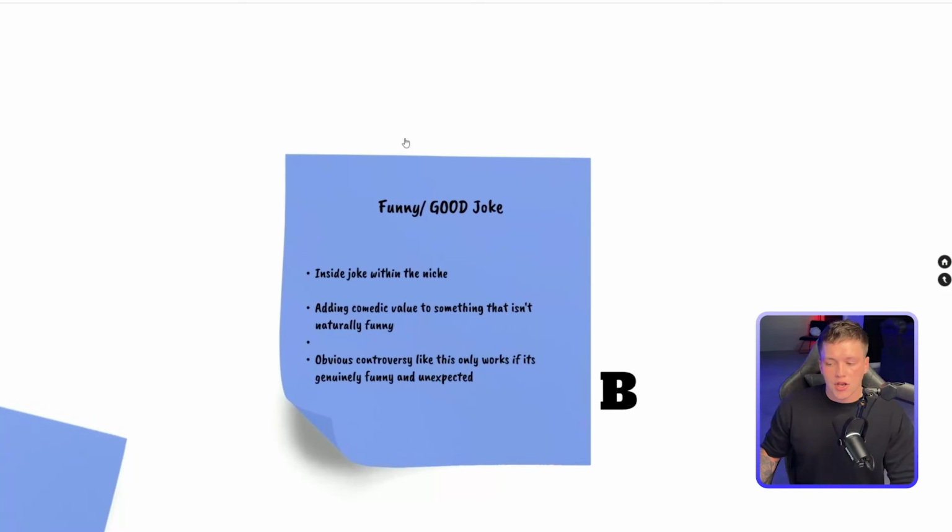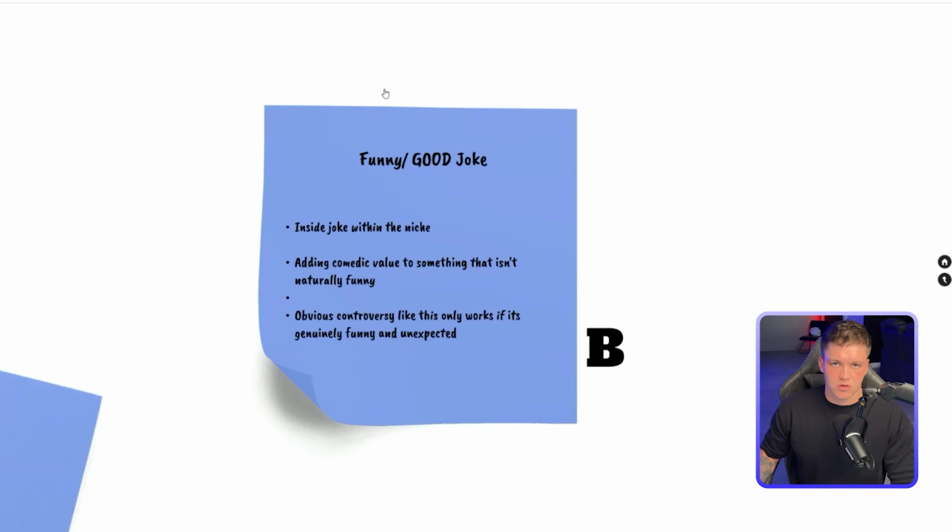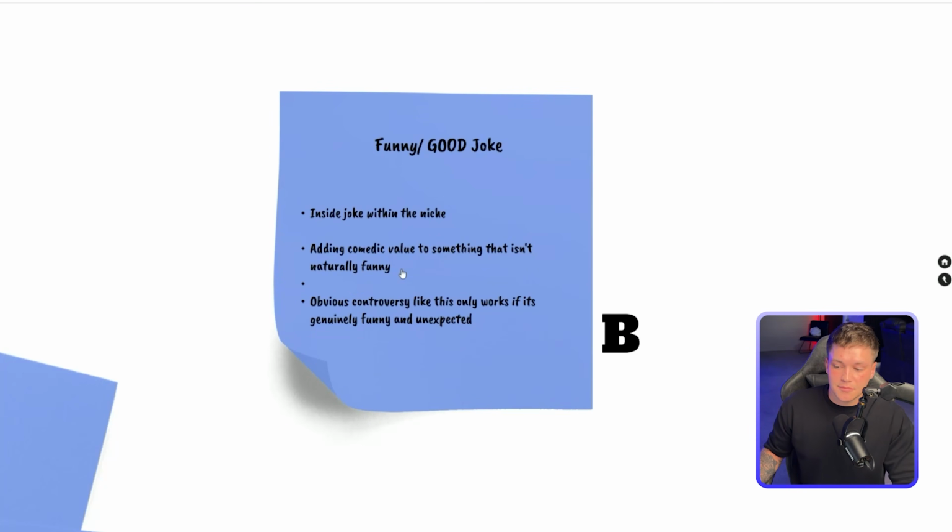And that gives them the opportunity to prove you wrong, tell you you're dumb, or that they know more, et cetera, et cetera. Another one, which is a bit harder to pull off but, if done correctly, is a really strong form of controversy, is a funny or good joke. So an inside joke within the niche itself, or adding comedic value to something that isn't naturally funny, but you find some sort of way to actually make it funny.